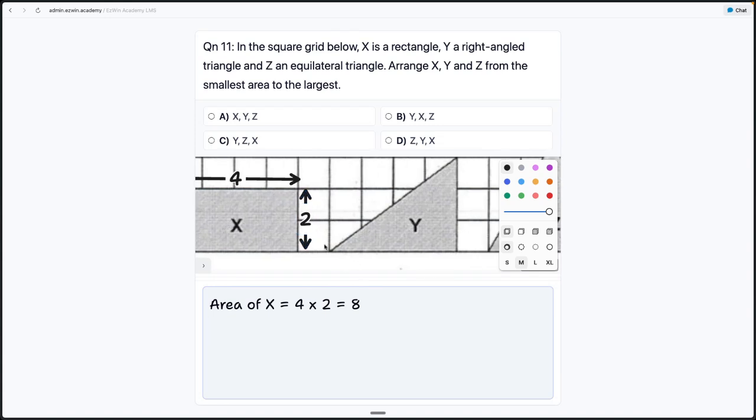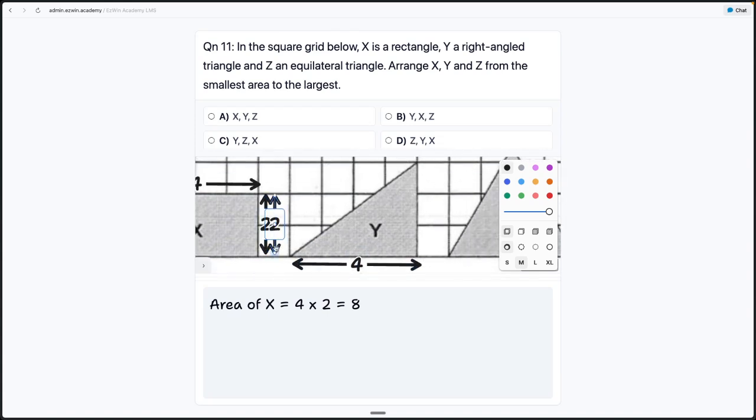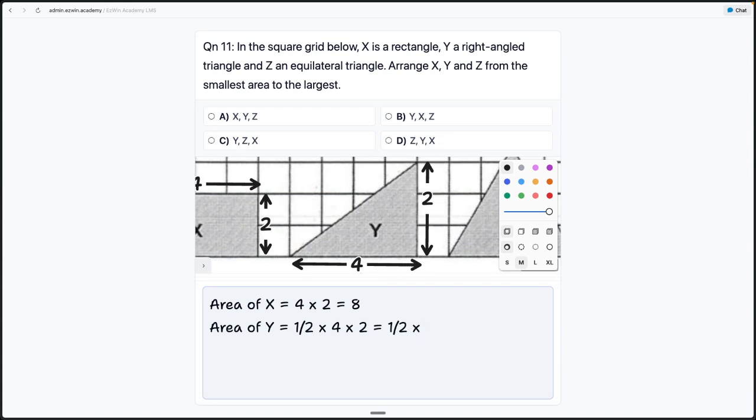So we have Y. So Y over here, let me duplicate this. It's also 4. So 1, 2, 3, 4, right? We have 4. And what about the height? The height is 2 in this case over here, right? So where's the base and height? These are the base and height because it's a right angle triangle from the question itself. So 4 and 2, so area of Y is equal to half times 4 times 2, which is in this case just half times 8, equal to 4 shaded squares, something like this.